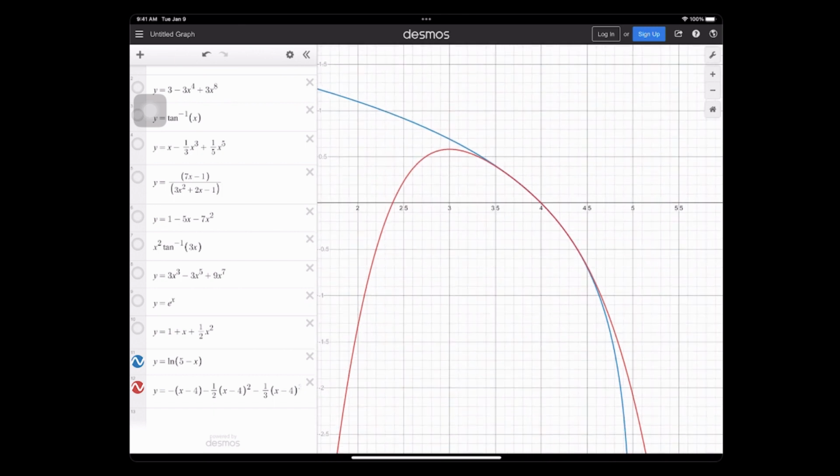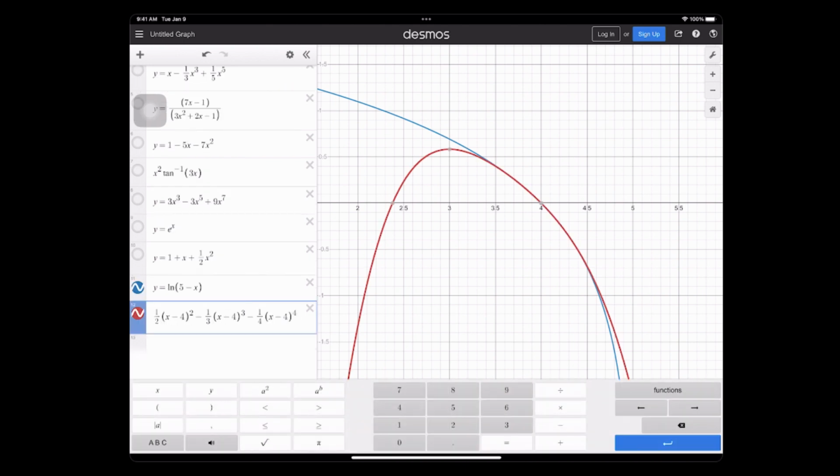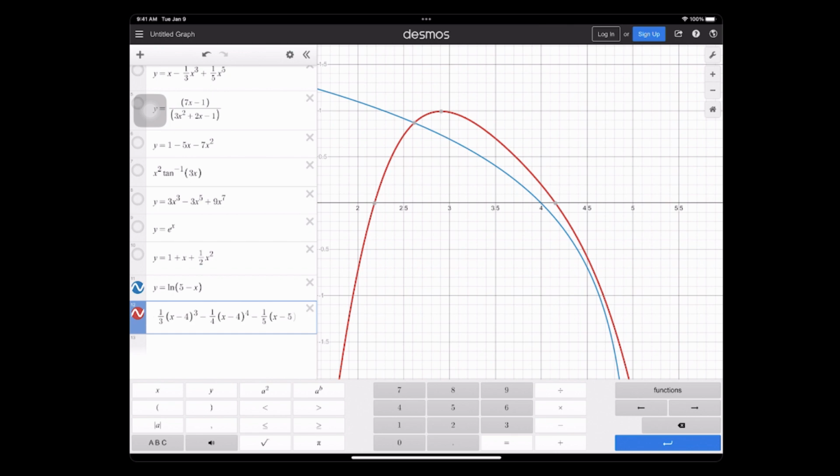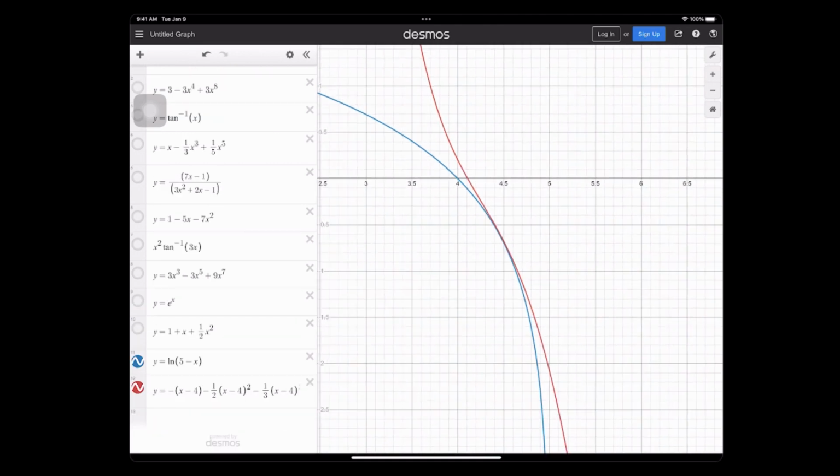So the more terms you add here, minus 1 divided by 5, (x minus 5) to the 5th power, between negative 3 and 5, the better you should get.